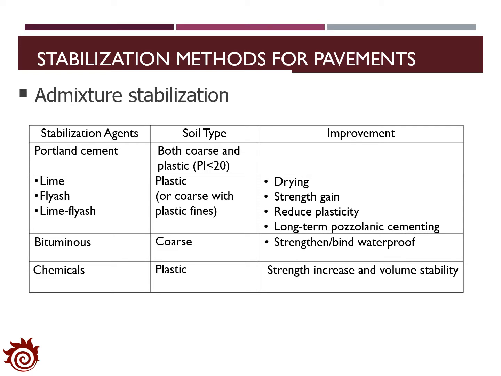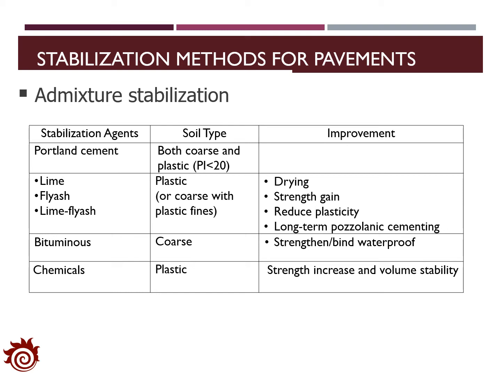The second type of stabilization method is admixture. This one will use some additives such as Portland cement and asphalt to improve the properties of the soil for road pavement. There are some commonly applied stabilization agents. The first one is Portland cement, which is also very common in road pavement. Portland cement can be applied for both coarse and plastic soils.